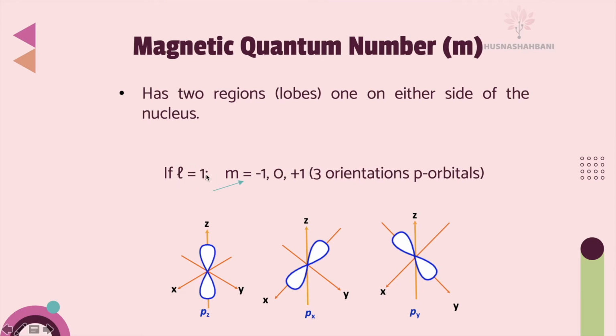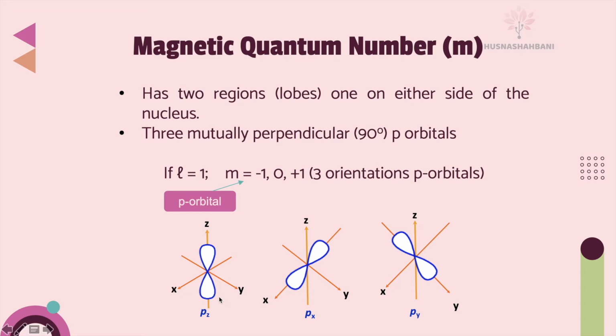L equal to 1 means p orbital. But for m, we don't look at the values of m. We look at how many m values will be produced: 1, 2, 3. We have 3 values of m, which means 3 orientations for the p orbital. For the p orbital, there are 3 mutually perpendicular, 90 degree p orbitals.